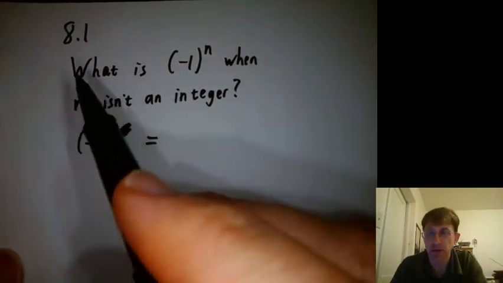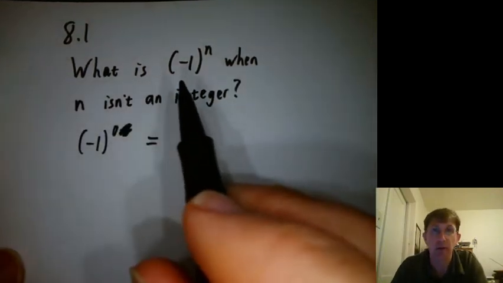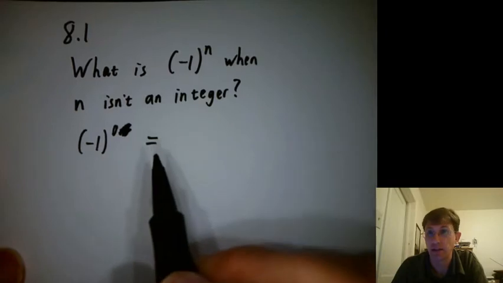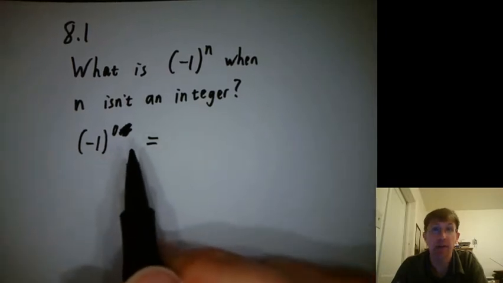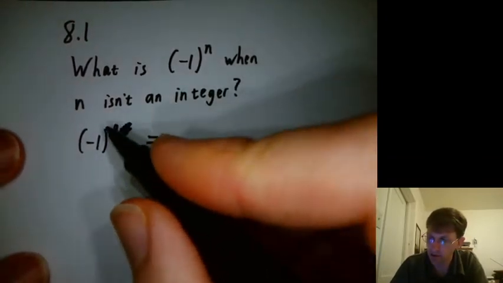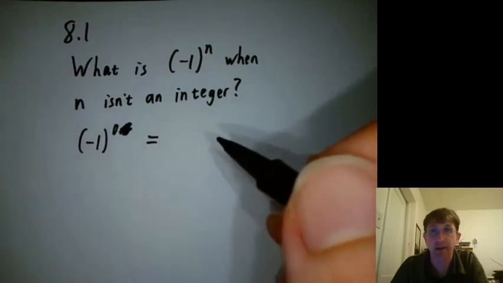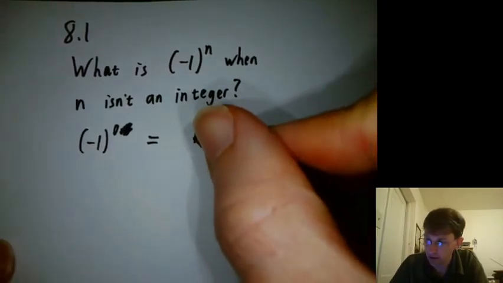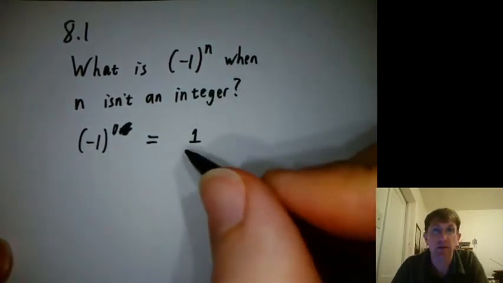Let's look at a problem from the Chapter 8.1 homework. What is -1 to the n when n isn't an integer? Well, let's start with n being an integer, just to make life a little easy. What is -1 to the 0? Well, anything to the 0 is 1, at least in this chapter, so that's 1.